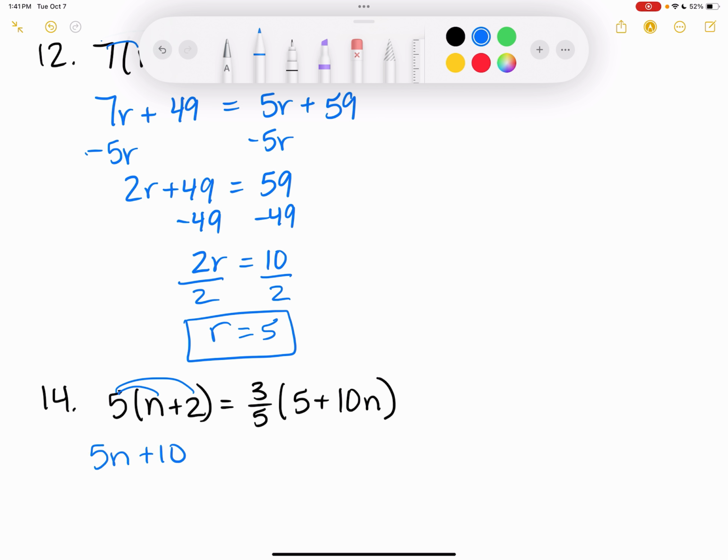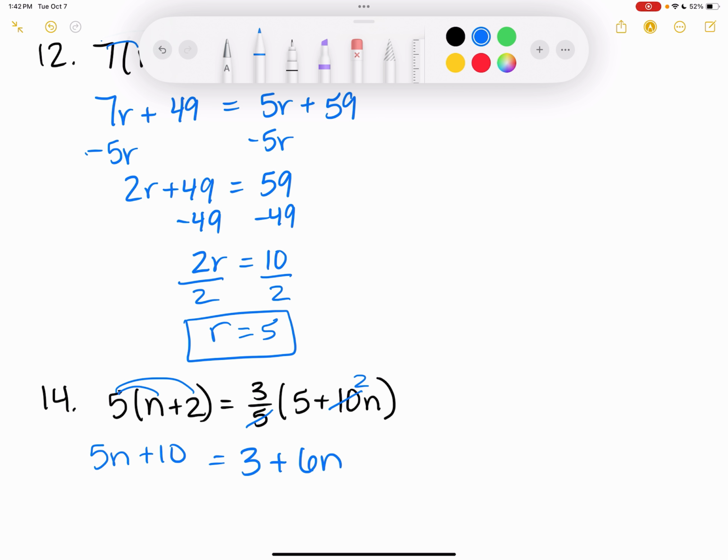Now, over here, I think I heard somebody say, oh no, and you saw the fraction. This is okay because I have a 5 on the bottom. Both of these numbers are divisible by 5, right? So they're going to go away. So if I do 3/5 times 5, my 5's cancel, and I'm left with 3. Then over here, when I do 3/5 times 10n, 5 goes into 10 2 times. 3 times 2n would be 6n. And so that's how that would work.